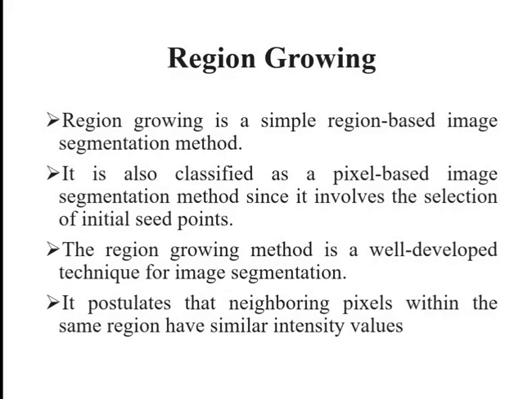Region grouping is a procedure that grows pixels or sub-regions into larger regions based on predefined criteria for growth. The basic approach is to start with a set of seed points and from these grow regions by appending to each seed those neighboring pixels that have predefined properties similar to the seed.